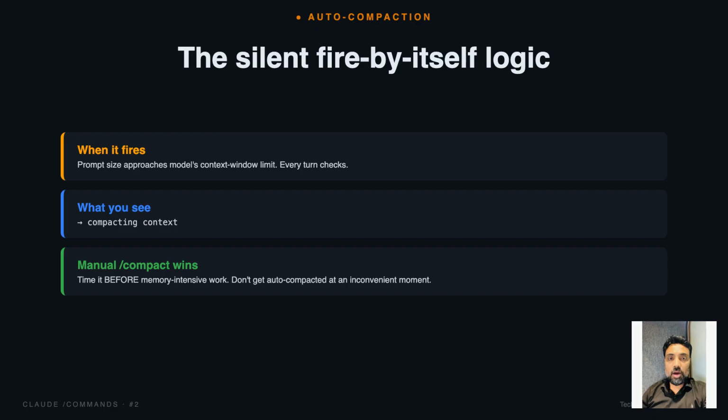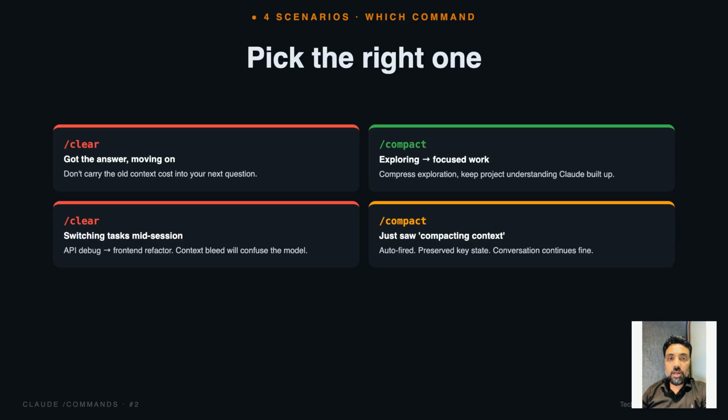If you're doing a long agentic run with many tool calls, the system might silently compact in the middle, and you won't lose the thread, but you might notice the assistant suddenly has slightly less detail about an earlier step. That's auto-compaction at work. Manual /compact lets you control the timing. If you know you're about to do something memory intensive like analyzing a large code base, you can compact first, freeing room for the analysis, better than waiting for the system to compact at an inconvenient moment.